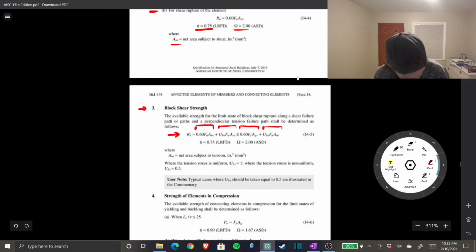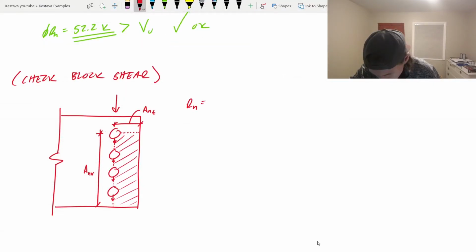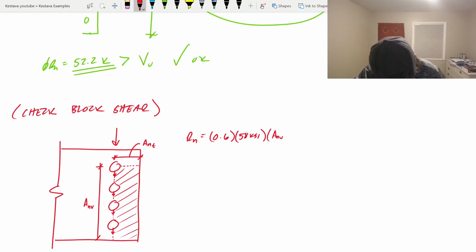Again, sorry this is drawing so large with this pen. The PDF's having a tough time, but let's use this equation and figure out what our block shear is. So we know that Rn equals 0.6, which is part of the equation, times F sub U, which we know is 58 ksi, times A_nv, plus U_bs, times 58 ksi for F_u again, times A_nt. So we have a couple things we need to find.